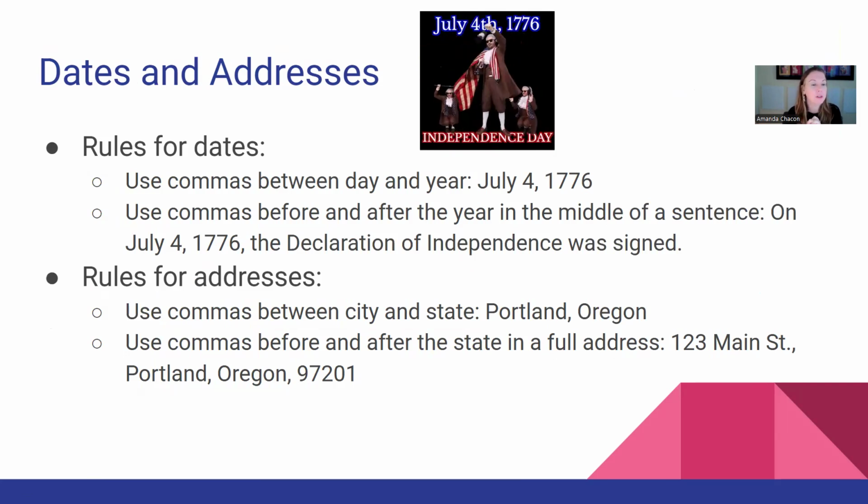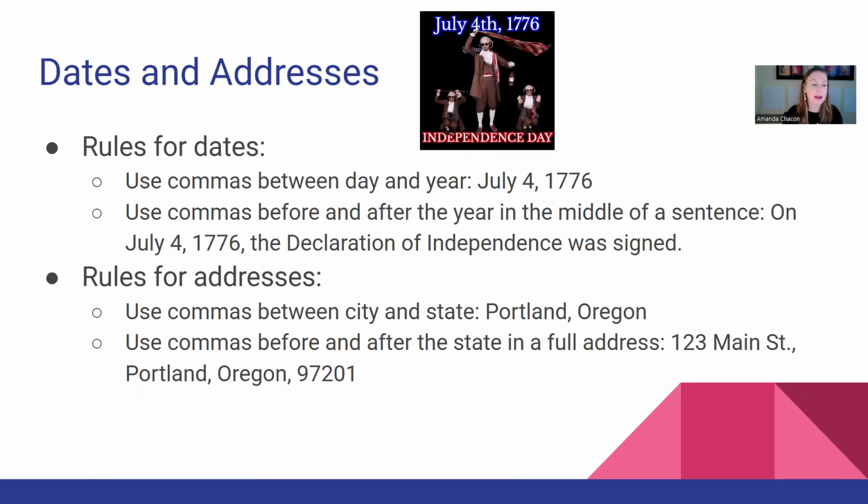Dates and addresses. You want to use commas between the day and the year. So July 4th, comma, 1776. Use commas before and after the year if it's in a sentence. So, on July 4th, comma, 1776, comma, the Declaration of Independence was signed. That sets off that information so that it doesn't get all run together.